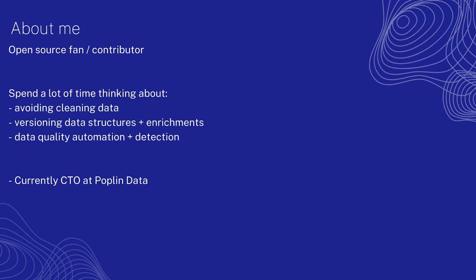My name is Mike Robbins. I'm a big open source fan and a contributor as well, and I typically spend a lot of my time thinking about how folks can avoid spending so much time cleaning data, versioning data and enrichments, how that data gets processed, how we version it, as well as a bit on data quality automation and detection, which I'm going to be talking a little bit about today. My current role is CTO at Poplin Data, where we help a wide variety of companies with all sorts of data engineering problems and issues.